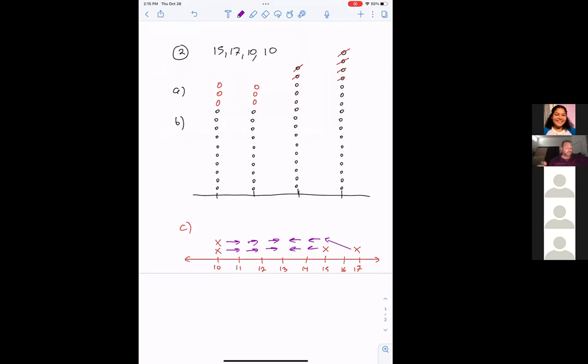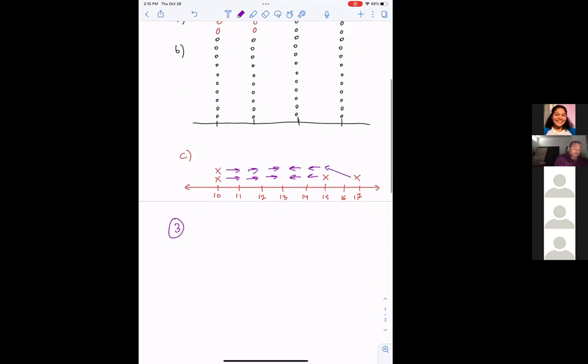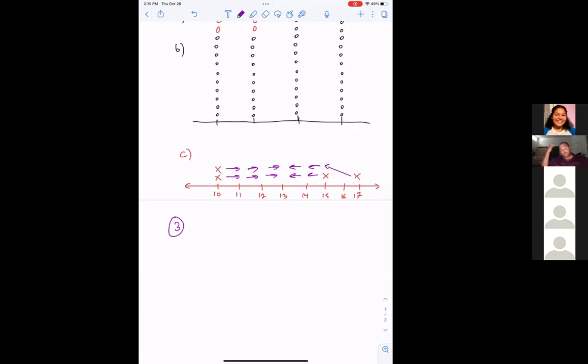So again, in words, totally fine. But the idea is that by a balance point method, everything ends up at 13, that's the mean. So just 3 different ways of explaining geometrically or conceptually why the mean is what it is.